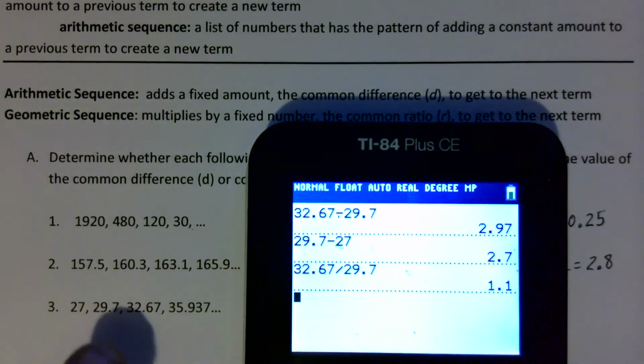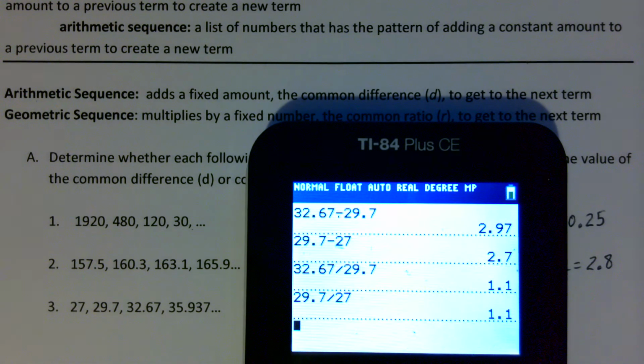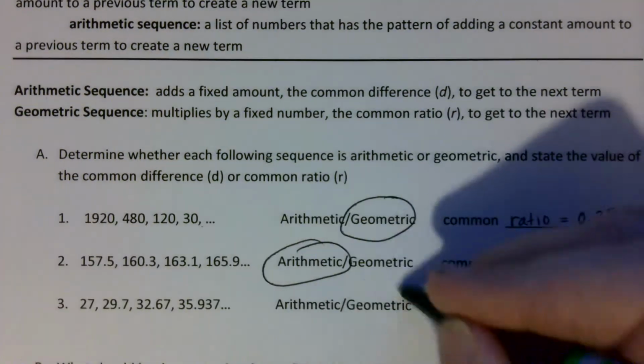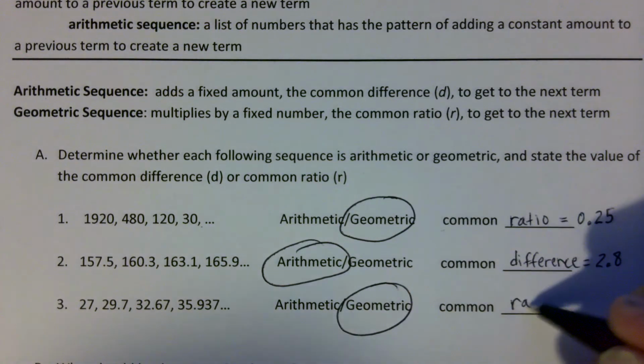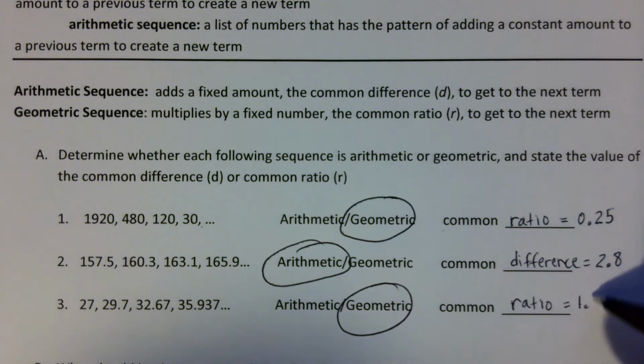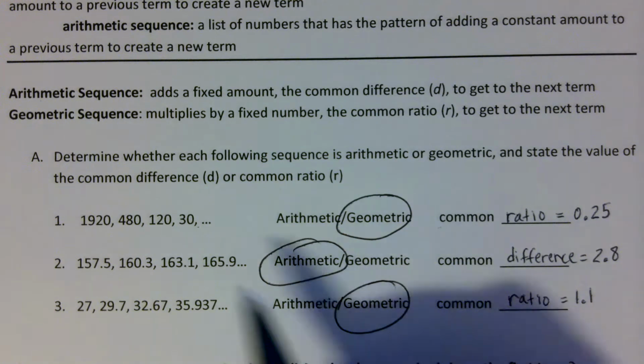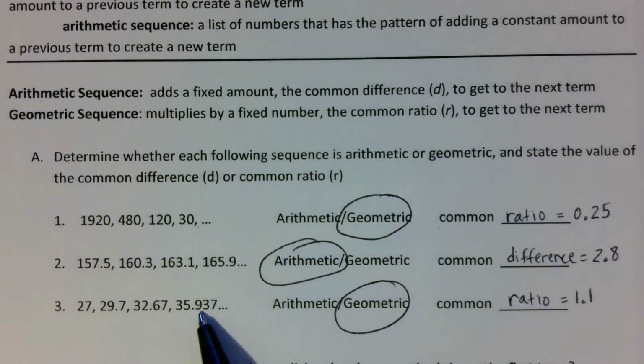So let's see if I get that same ratio when I pick a different pair of terms. So if I have 29.7 and I divide by the previous term, 27, I also get 1.1. So I know this is a geometric sequence, and the common ratio is 1.1. And that means to get to my next term, I would take this term and multiply it by 1.1.